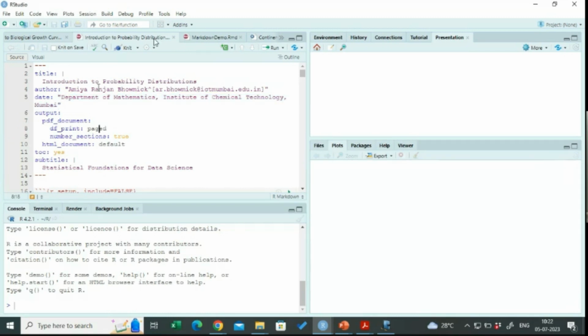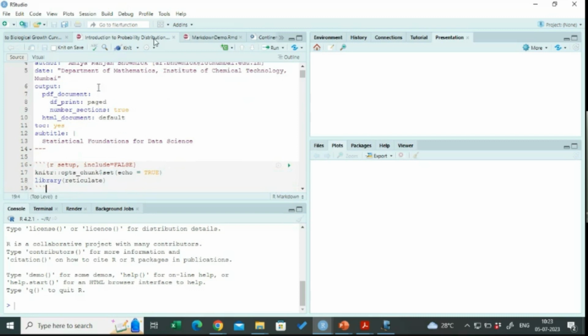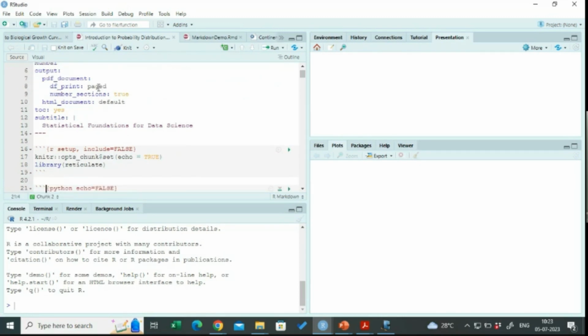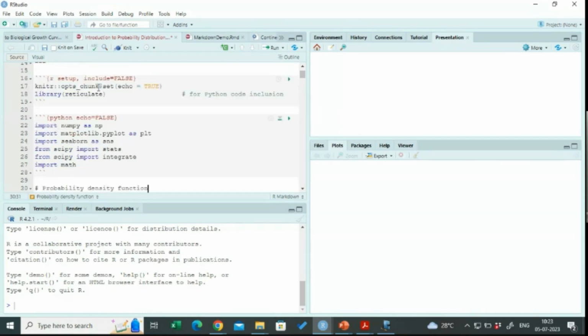And then whether you want numbered sections, a table of contents, or a subtitle, there are many things you can do. I know you have understood packages as well. Since you know how to use packages, for example, this is one package, reticulate. This package is for Python code inclusion. In the same file, you can write these commands as well. Then whatever the Python requirements are, you need to include them over here.